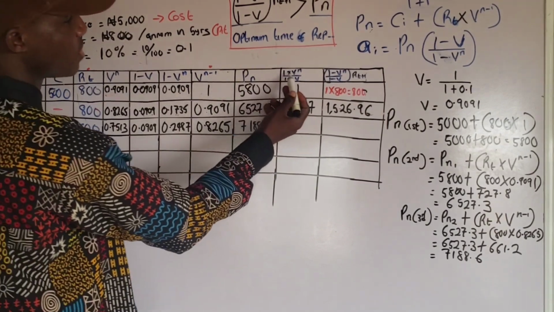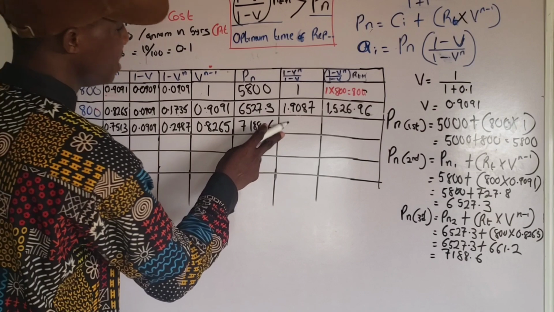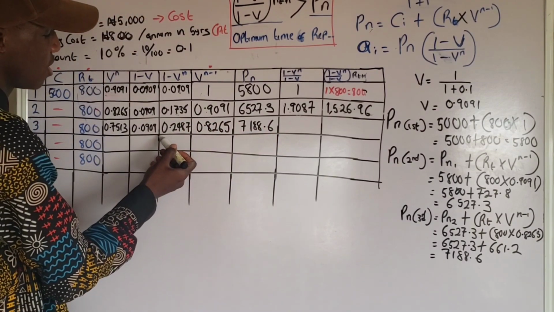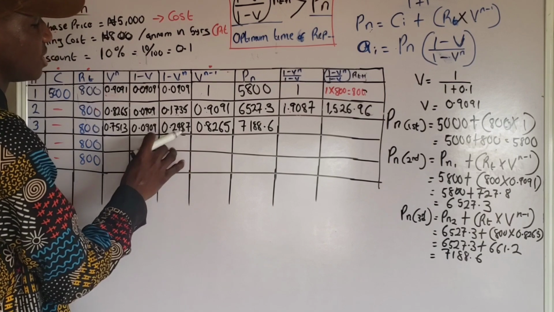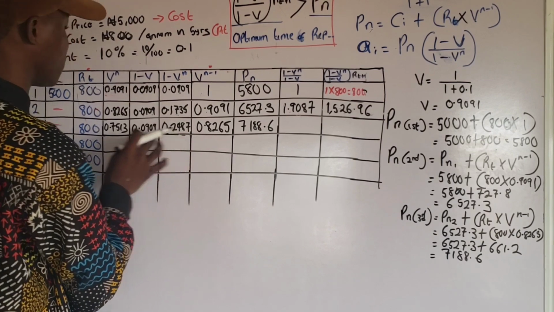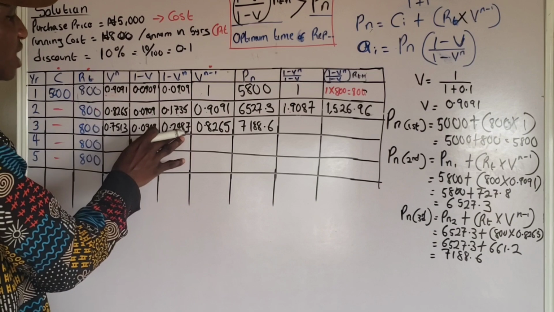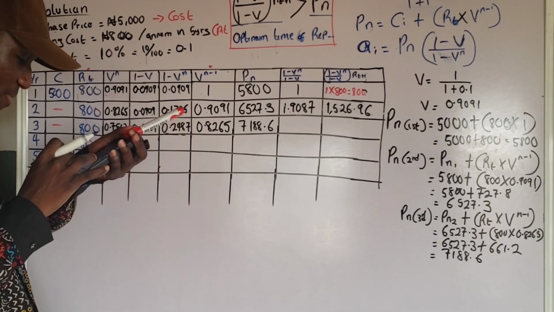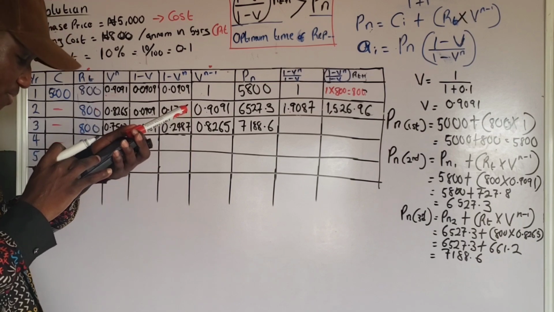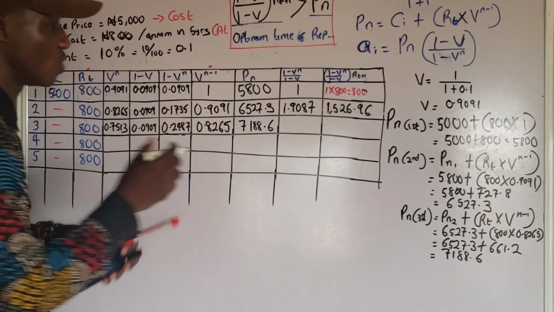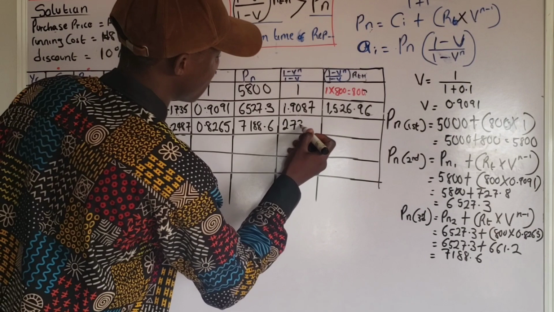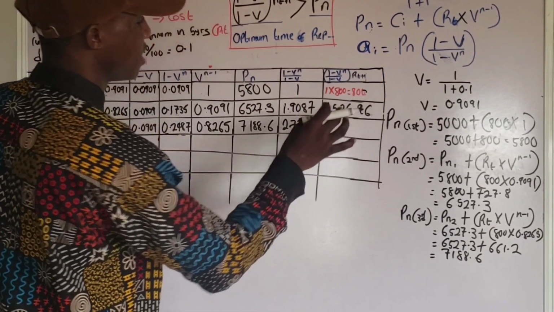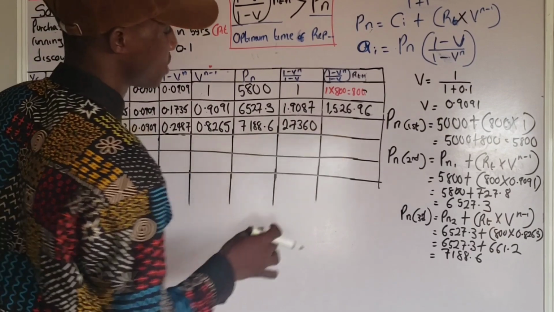Here I'm going to have 1 minus v^n all over 1 minus v. For the third year, 1 minus v^n is 0.2487. So this is 0.2487 divided by 1 minus v, that is 0.0909. So 0.2487 divided by 0.0909, I'm going to have 2.7360. You understand? Okay? So let's determine the value of these cells.